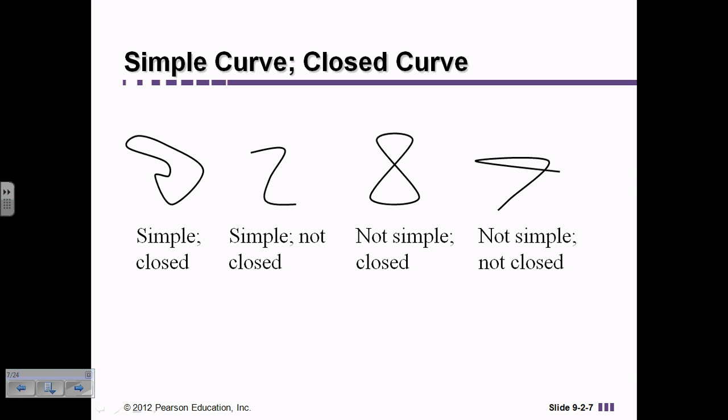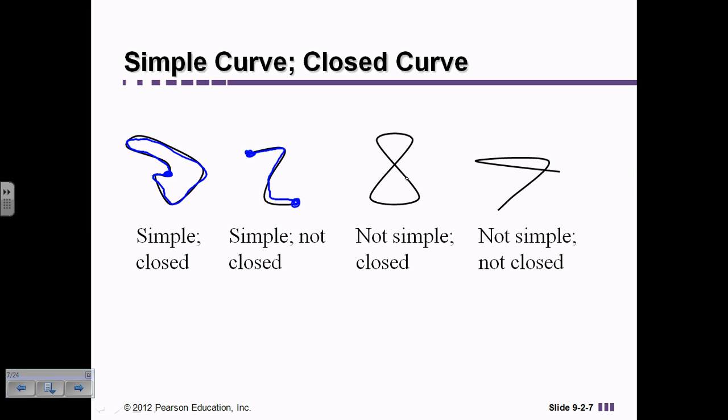So here we have a simple curve, the first one, because I can trace this shape with my pencil, and hopefully I do a better job than I'm doing, and I don't pick up my pencil and I'm not overlapping any of my lines. It is closed because I started and stopped right here at the same point. This is a simple curve. None of the lines overlap each other, but it is not closed because the starting point's here and the ending point's here. They're not the same point.